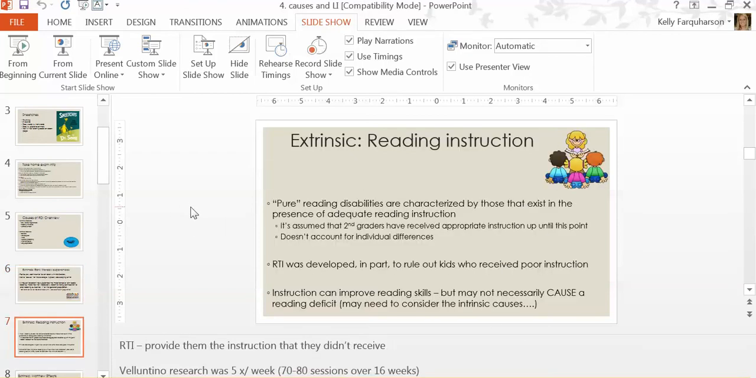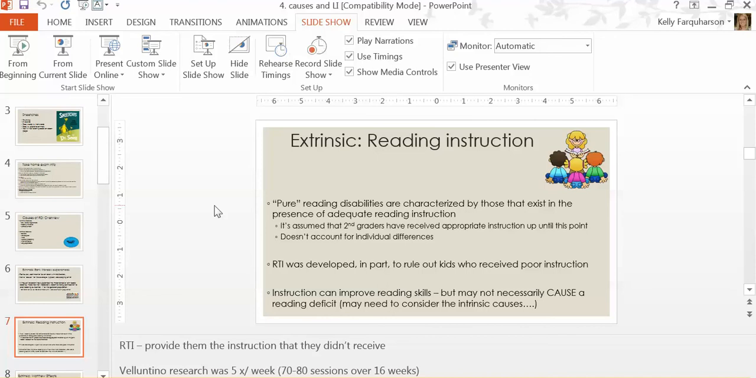Similarly, the next extrinsic cause is reading instruction. Pure reading disabilities are characterized by those that exist in the presence of adequate reading instruction. As we talked about when we thought through individuals who have dyslexia, we thought about kids who have average intelligence but have poor word reading. So it's in the absence of any cognitive difficulties, and in the presence of adequate reading instruction, that we consider that to be a cause of a reading disability. It's assumed that second graders have received appropriate instruction, so that doesn't really account for individual differences.